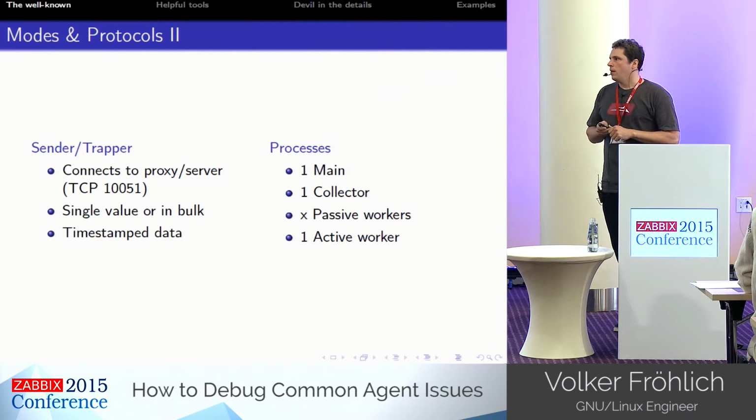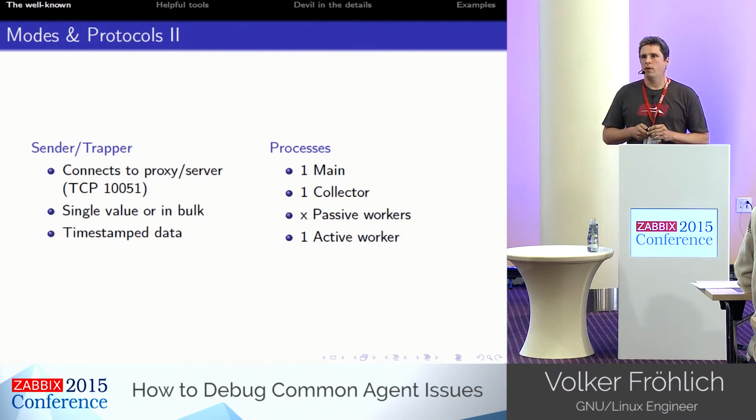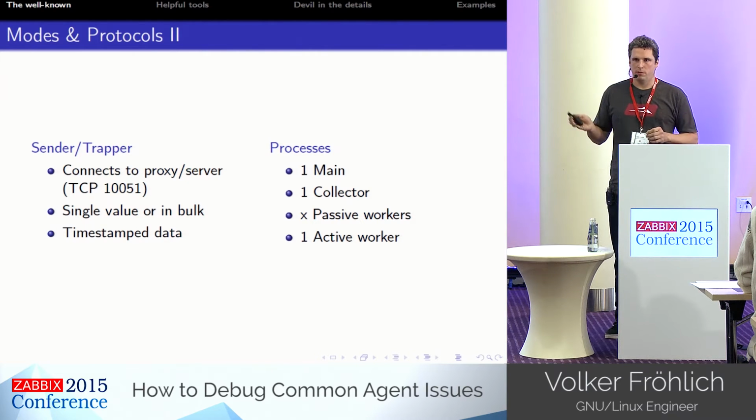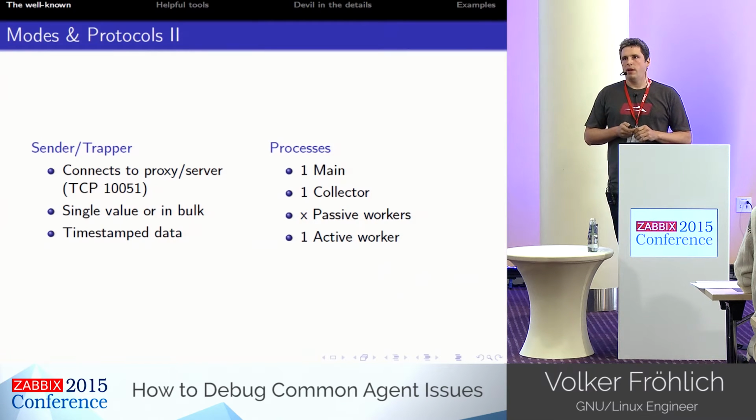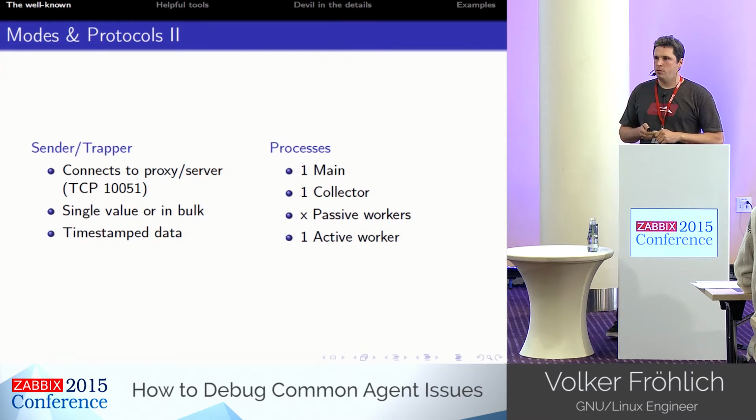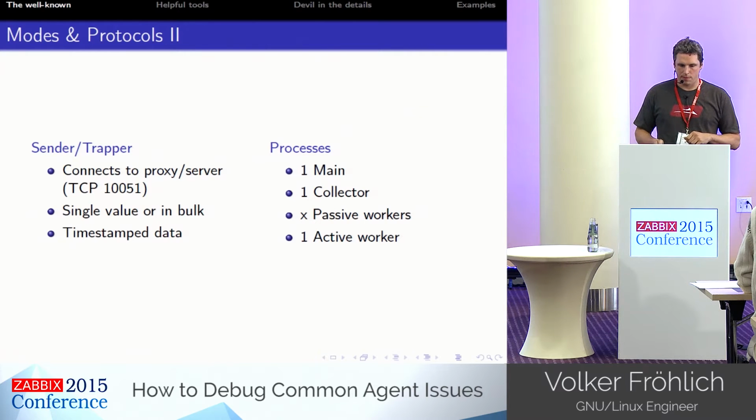You can have a distinct number of passive workers. That's what the X is for. You can have 0 or, I think, 1,000 is the limit currently. And interesting to note, there is only one active worker if you're running the agent in active mode too, and this has some implications I will talk about in a few minutes.